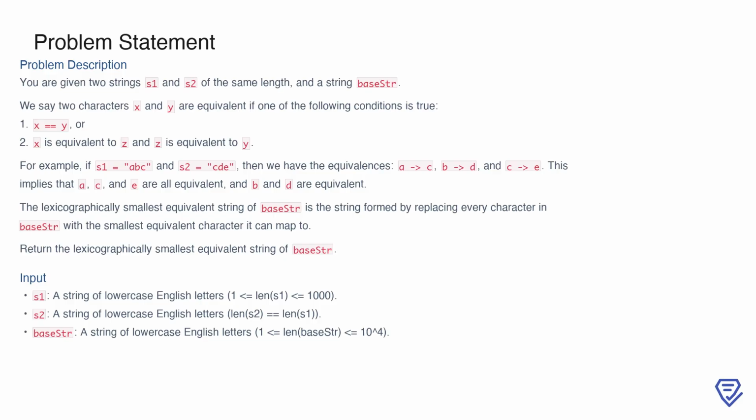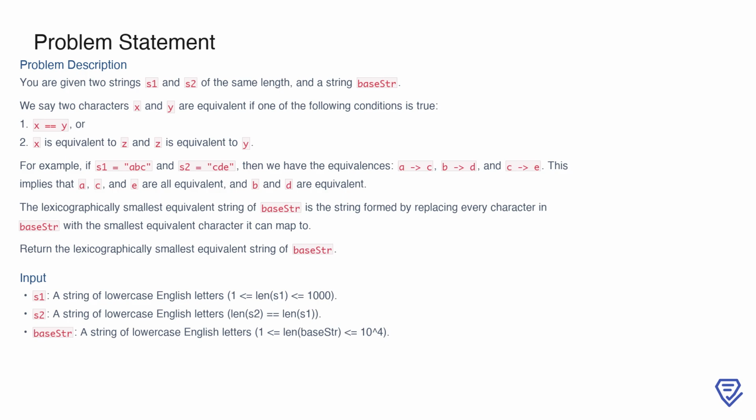For example, if S1 is ABC and S2 is CDE, then A is equivalent to C, B to D, and C to E. This also means A, C, and E are interconnected and considered equivalent. The goal is to transform baseStr into its lexicographically smallest equivalent string by replacing each character with the smallest equivalent character in its equivalence group.